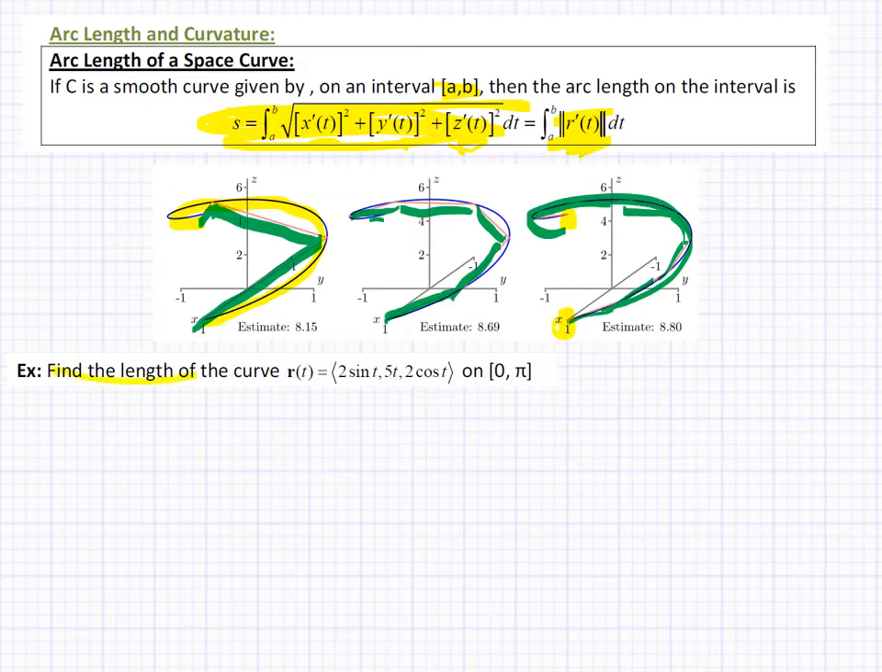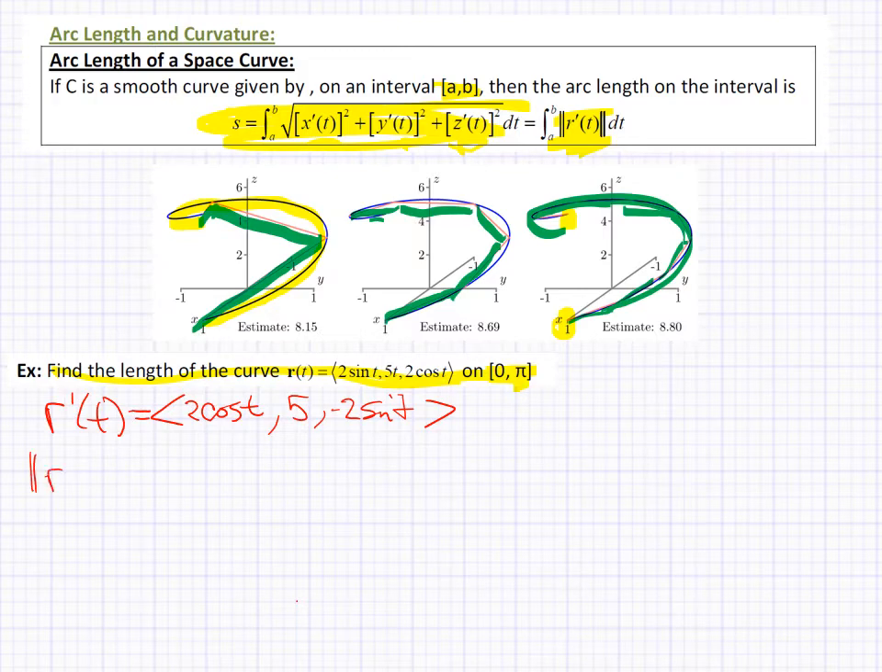And so to find the arc length of the curve, in this case, this is a 3D curve on the interval from 0 to pi, would be very simple to do. We need to find what r prime is, and this should be fairly easy. This will be 2 cosine t, this will be 5, and this will be minus 2 sine t. So that's your r prime. We need to find the magnitude of r prime.